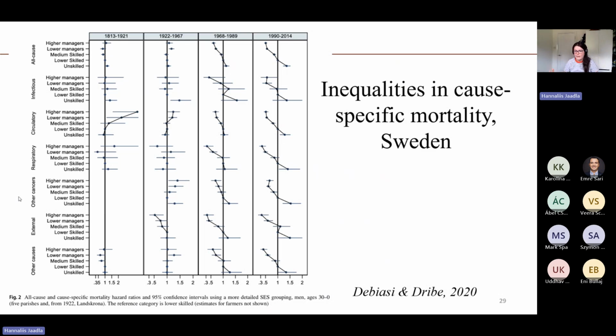Of course, first of all, to be able to look at social gradients in health over such a long time with such a detailed data set puts a lot of constraints on your data. So it's not possible in many instances.